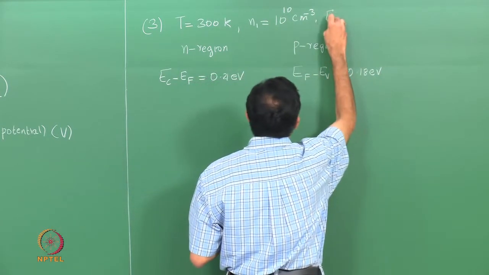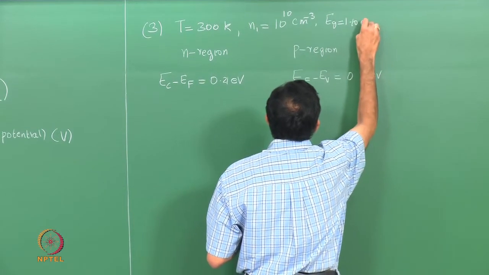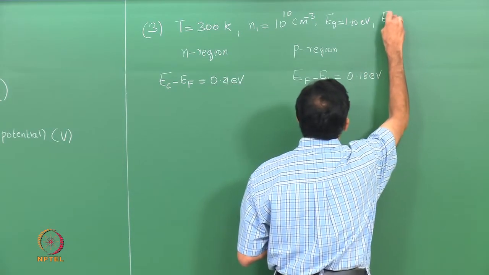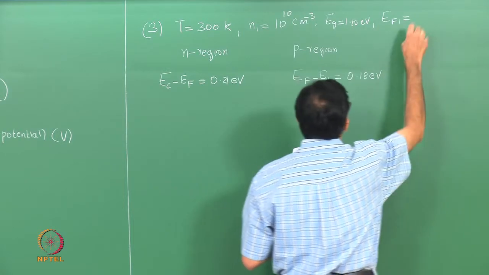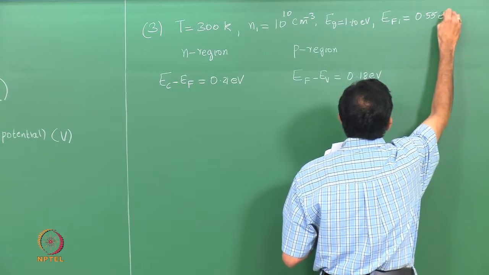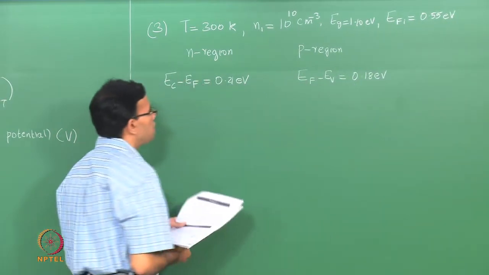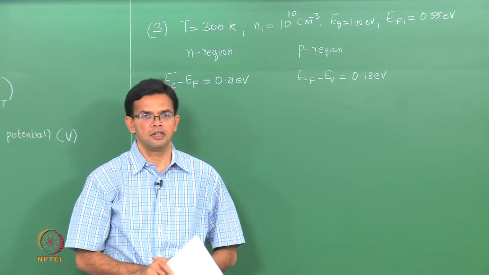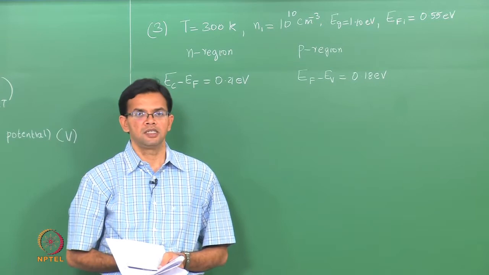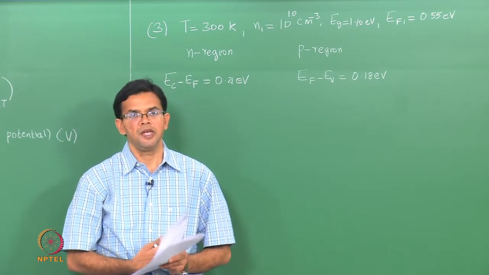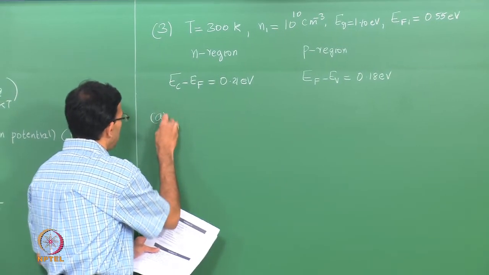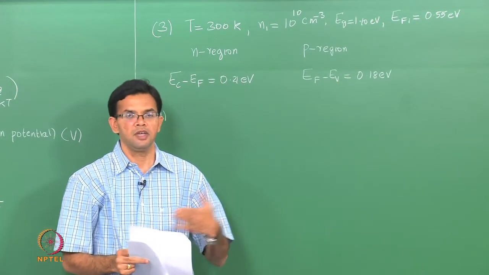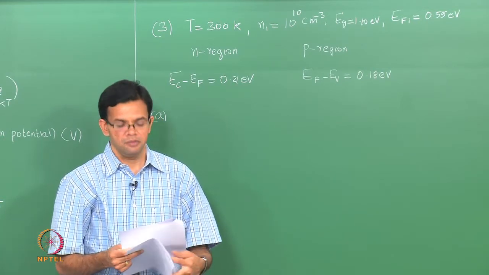The band gap of silicon, Eg, is 1.10 electron volts. The position of the intrinsic Fermi level EFI is not exactly at the center, but it is very close to the center. So, we can take this as 0.55 electron volts. These are some of the parameters of intrinsic silicon that we can use. The first part of the question says draw the energy band diagram for the p-n junction. Before we do that, we have to first draw the energy band diagram for the two regions separately, and then we can put them together to draw the energy band diagram for the junction.